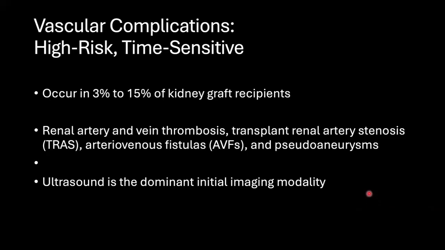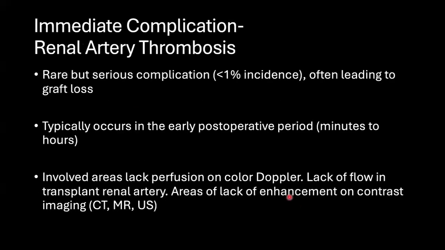Now we move on to vascular complications. These are often high risk and time sensitive. They occur in 3 to 15% of kidney graft recipients. So renal artery and renal vein thrombosis are probably the worst. And then you can have transplant artery stenosis, arteriovenous fistula, and pseudoaneurysms. These are the main categories. And mainly ultrasound is our workhorse for diagnosing all of these. That's why it's the best surveillance method.